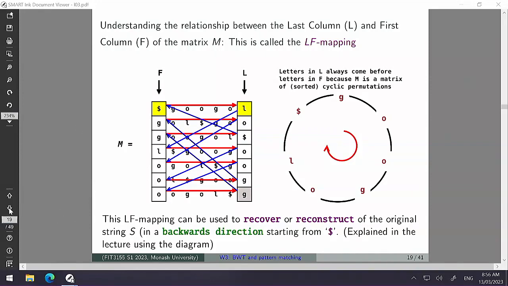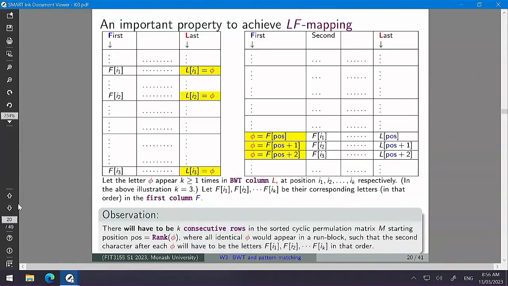All right. So if that's clear, this is a million-dollar observation. We're going to see this observation as an example in the next slide.